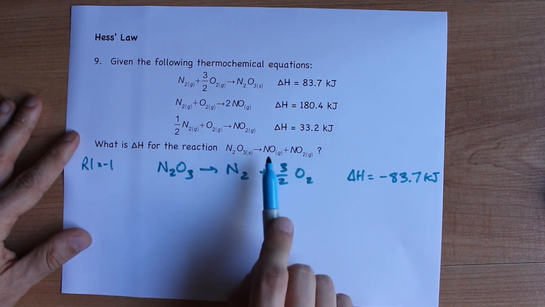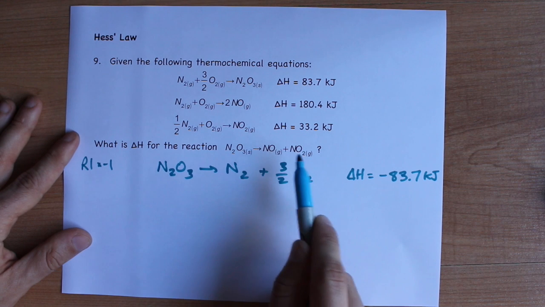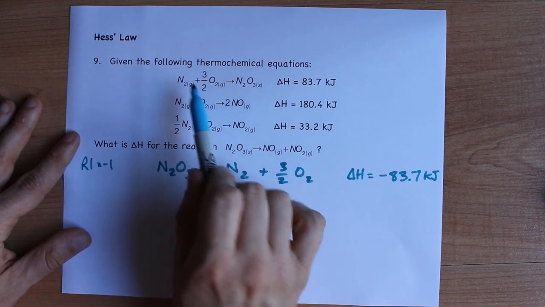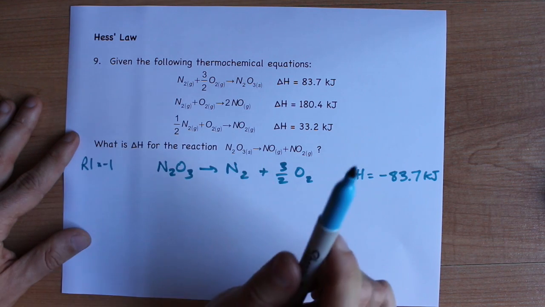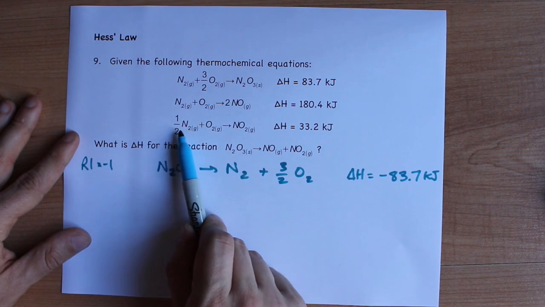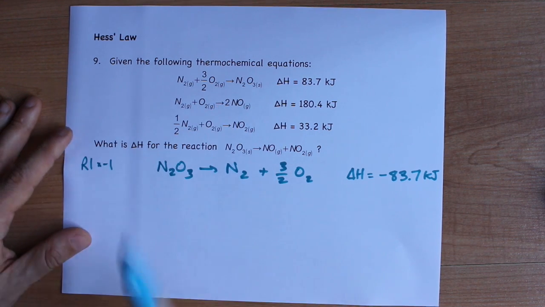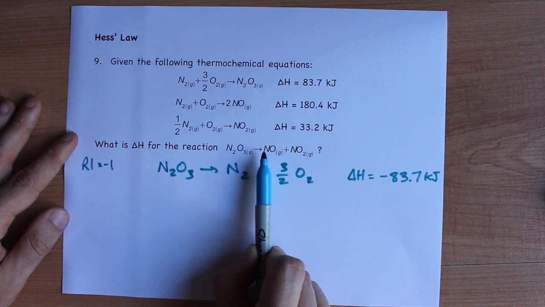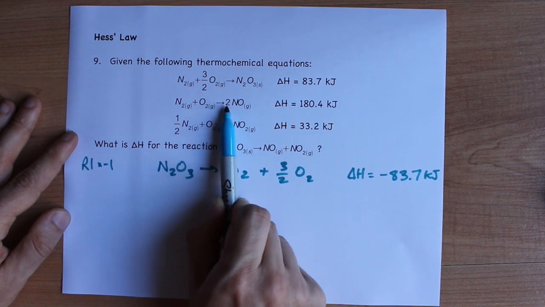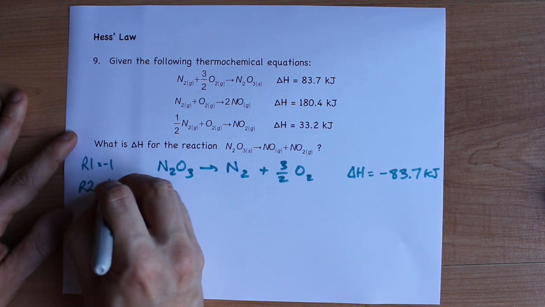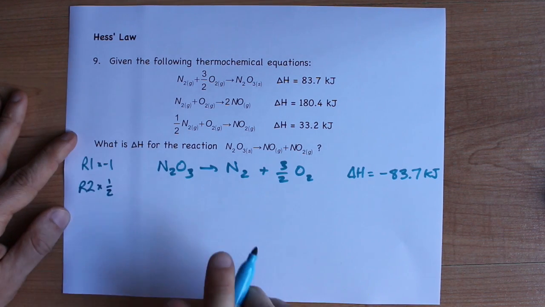In any case, we need some NO as well. We need NO on the product side. There's no NO here, and in fact, we've already used this reaction. There's no NO in the third reaction, so we know that this NO needs to come from reaction two. But we only need one mole of it, and there are two moles produced here. So we want to take reaction two and multiply it by 1/2, cut it all in half.